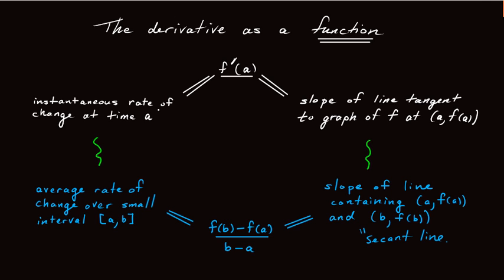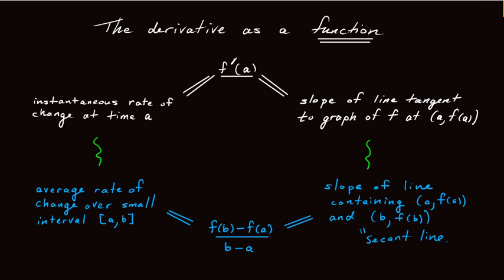Now, there are two different ways of thinking about it. You can either think of this as the instantaneous rate of change at time a, or the slope of the line tangent to the graph of f at (a, f of a), or abbreviate this to be just slope of tangent line.